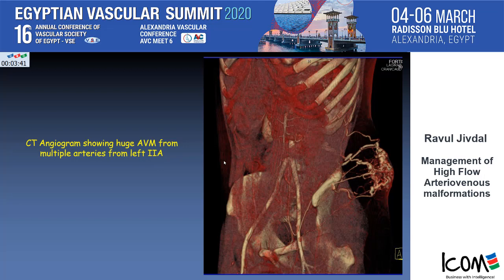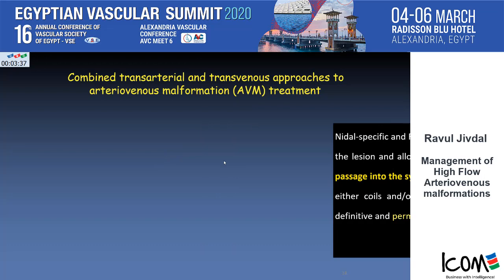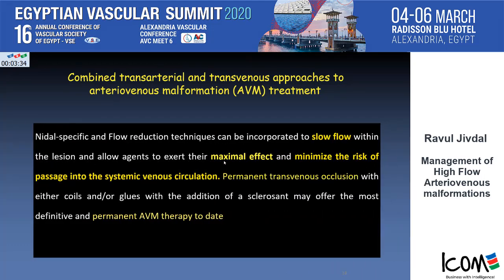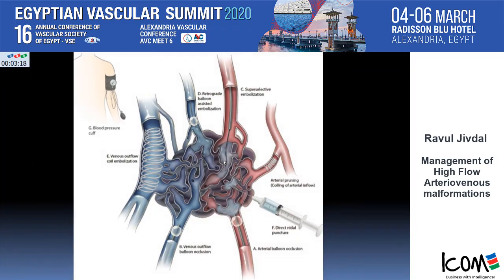Multiple arteries are coming from the internal iliac. So how do we treat that? What we do is a hybrid approach. We go from the arterial end and try to block the nidus. Nidus is where the arteries and capillaries join the veins. Then we block the inflow, and then we go into the venous system and block the outflow. So I'll explain in simple terms.